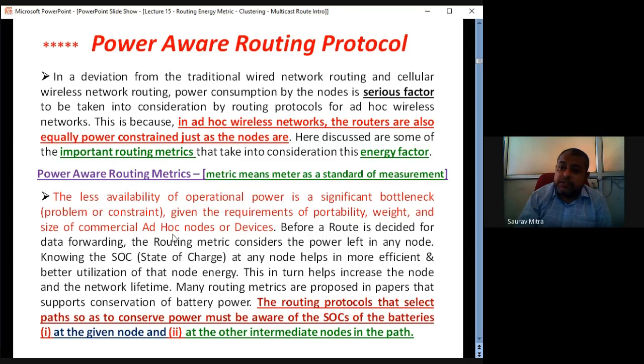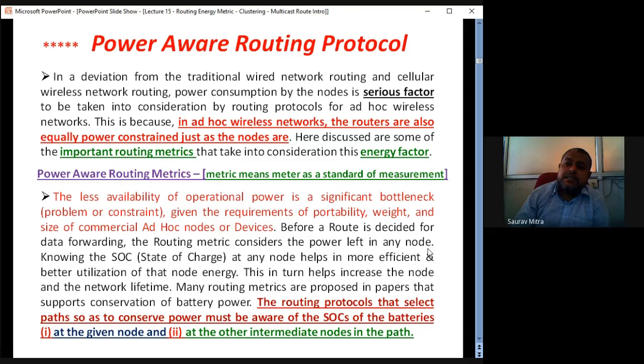So all good features we want in an ad hoc node, but they should be light, they should be small, but they should be highly power efficient, and they should last for quite a longer amount of time, and they should be less costly. So too many different types of requirements we are posing for this kind of ad hoc wireless network. Before a route is decided, that means before we decide a path for data transmission, the routing metric considers the power left in any node.